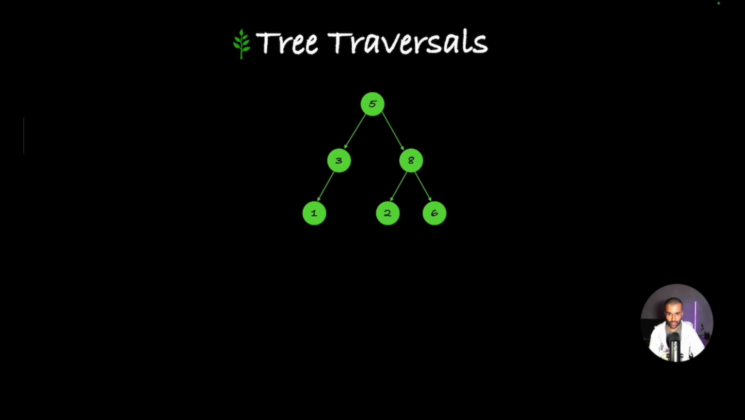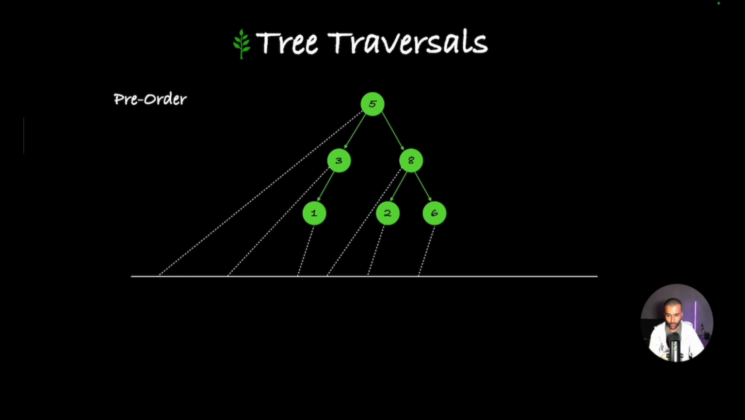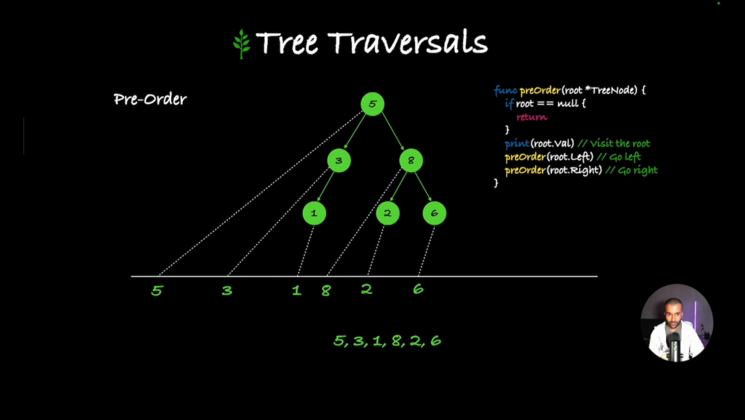We are going to try to now understand how the orders are going to look for a bigger tree like this. And what I like to do is to draw a line here at the very bottom. And with this line, we are going to draw dotted lines to indicate our pre-order. And in this case, that is going to be 5, 3, 1, 8, 2, 6. This is the code that we have for pre-order. It's super simple recursion. Try to run this code if you are not familiar with it.